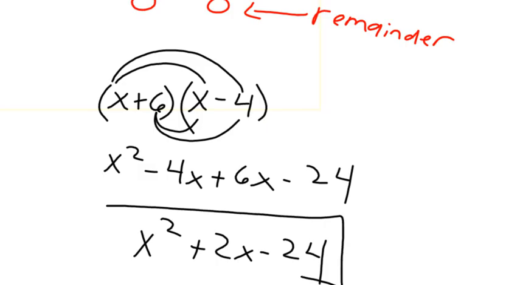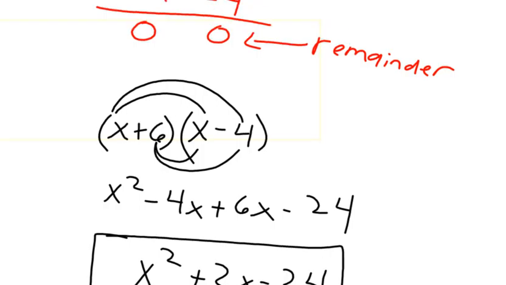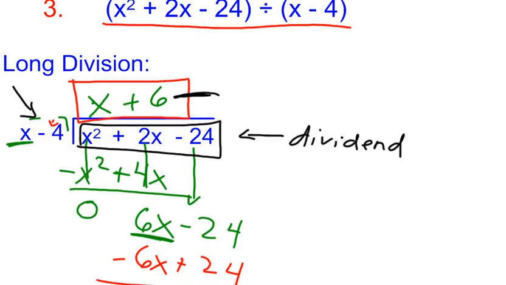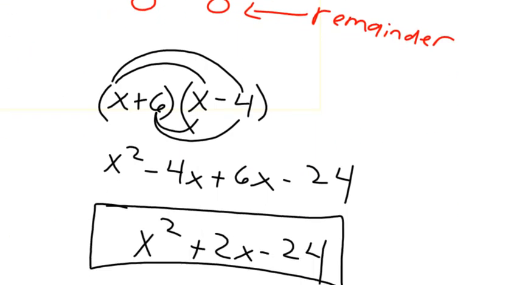Class, I ask you this question: is this trinomial our dividend? X squared plus 2x minus 24, x squared plus 2x minus 24. This is our dividend. I know beyond the shadow of a doubt that I did this problem correctly. So that should hopefully be comforting to you. If you ever want to check your work, just multiply your quotient times your divisor and see if it's your dividend. If it is your dividend, you know that you have the right answer.